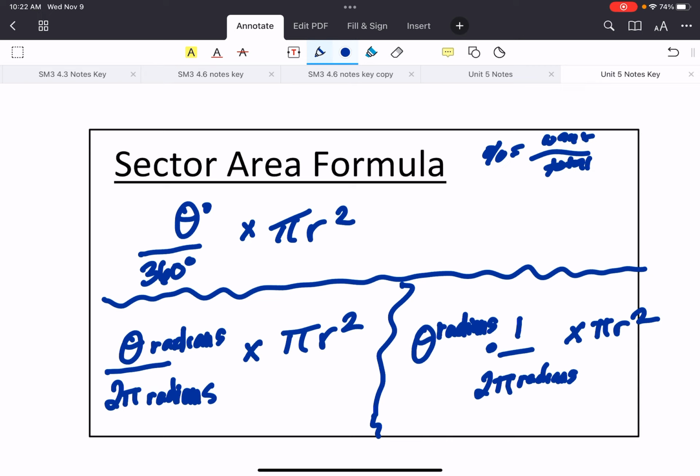Ooh, I like the bottom right. It's going to be helpful. Yeah.